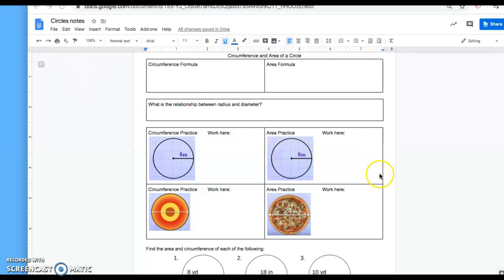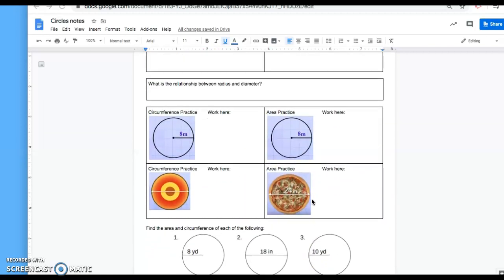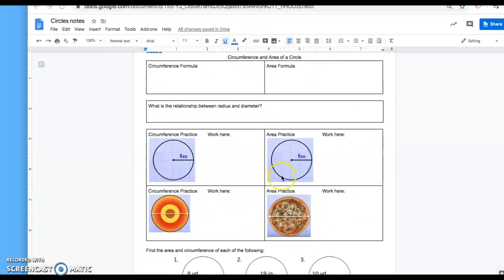I just wanted to remind you that this note page is available to you for the next video. It is titled Circumference and Area of a Circle, and there's space for the formula and some practice problems. So if you can print that, great. If you can't, you can set up your page to look like this, or you could make a copy of it and write in here if you want. It's up to you. But this is available to you on the documents that I shared with you on Monday.